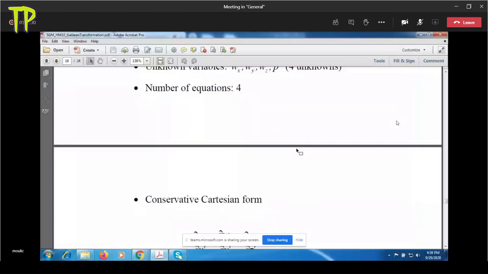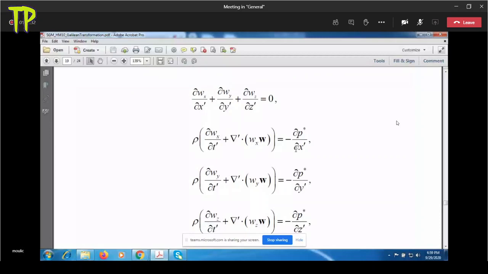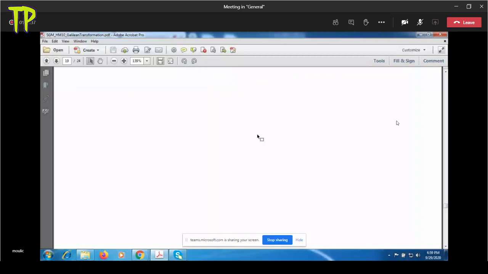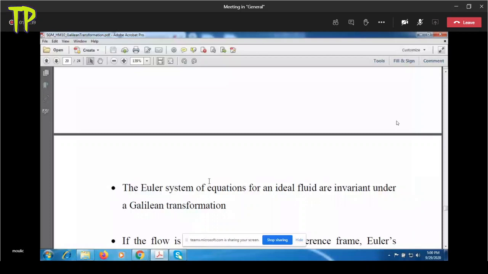And similarly, if you want the conservative form, you can write it as I've shown over here. So the conclusion is that if you do the derivation, you will see they're the same. But you can make a statement that Euler's equations of motion are invariant under a Galilean transformation. Invariant means the form is the same.